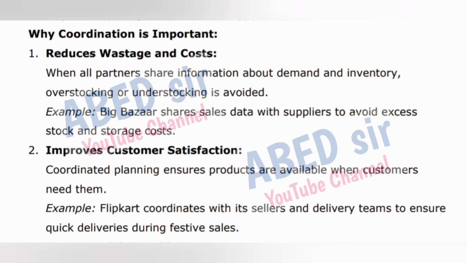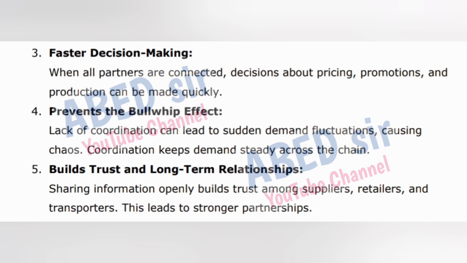2. Improves customer satisfaction. Coordinated planning ensures products are available when customers need them. Example: Flipkart coordinates with its sellers and delivery teams to ensure quick deliveries during festive sales. 3. Faster decision-making. When all partners are connected, decisions about pricing, promotions, and production can be made quickly.